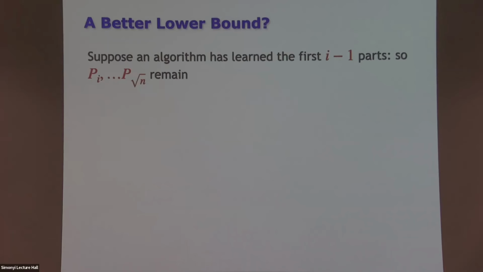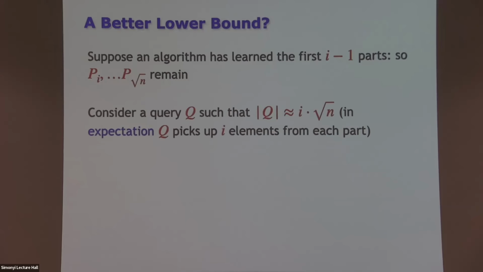And let me give you some intuition for this. This will actually be very useful intuition when we go to the upper bound algorithm, which is why I'm going through this. Suppose that an algorithm has learned the first i-1 parts of the partition matroid, and then only parts p_i through p_square root n remain. And now again, let's consider a query Q such that in expectation, Q picks up i elements from each part. So we're going to do a random sample of elements such that in expectation, you get i elements from each part.